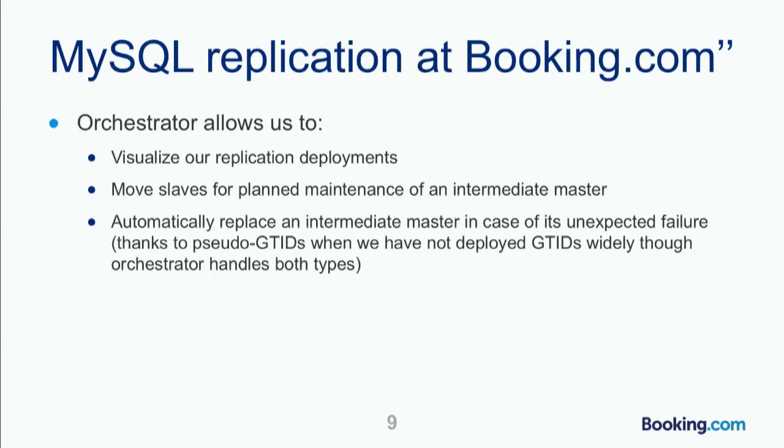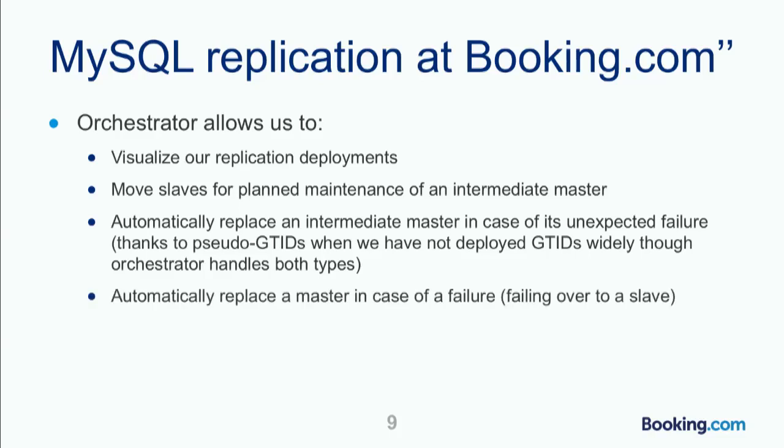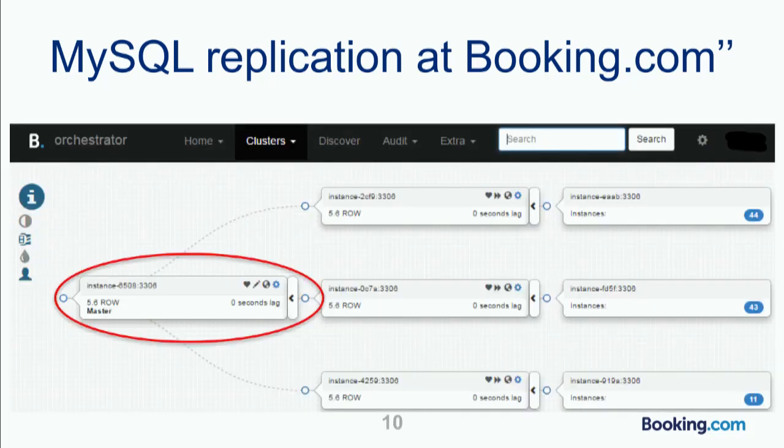Of course, Orchestrator can actually fix masters, because that would be the main thing that most people are interested in. But obviously, if you do have intermediate masters, fixing those is good as well. But the master failure is the typical case that most people initially are interested in. So if this master here fails, we go, oh dear, that's horrible. Orchestrator will look at the servers, figure out which one is most up to date, and promote it to be a master. It will then move the other slaves, or the other intermediate masters, underneath that, and effectively it will allow you to carry on.